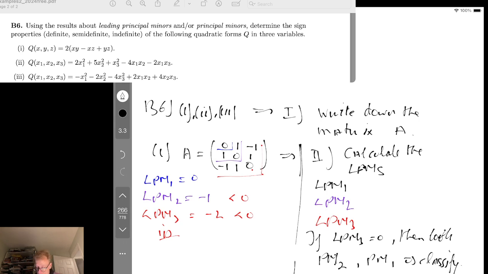So if all the LPMs are positive, it's positive definite. If LPM 1 is negative, and then LPM 2 is positive, so they're alternating, LPM 3 again negative, then it's negative definite. If LPM 3 is 0, then you need to look at the principal minors of order 2, so PM2, which are 3 of those, and then the 3 principal minors of order 1, and then you classify it as semi-definite.